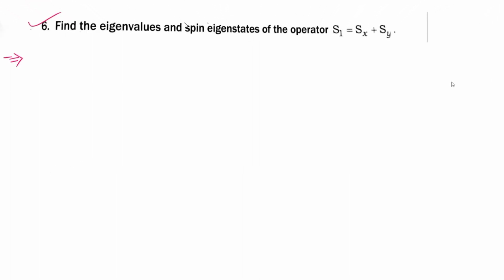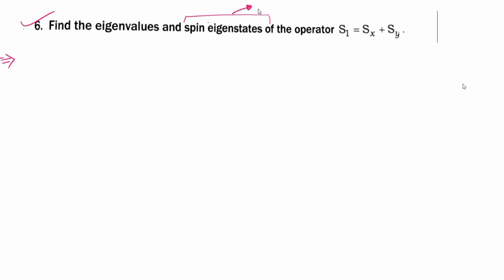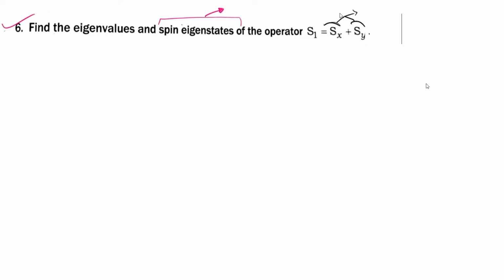Okay, spin eigenstates. Here spin eigenstates is a quantum word. Eigenstates means, in mathematical physics, what we called the eigenvector. Okay, and this is the eigenvalue, simply eigenvalue. So Sx and Sy are what here? Here Sx and Sy are the x component and the y component of the spin angular momentum.